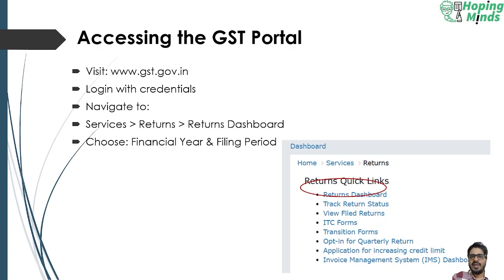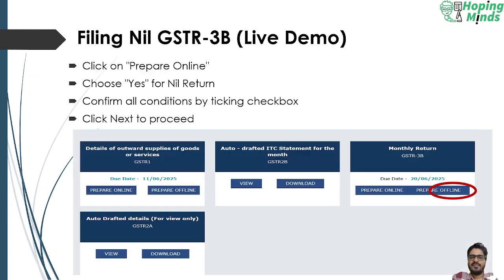So how is nil GSTR-3B return filed? First, we have to log into our GST account by navigating to www.gst.gov.in. After logging in, we have to navigate to services. Then under services, we have to go to the returns tab. Then under returns, we again have to go to the return dashboard. We have to choose the financial year and period of filing. Then we have to choose the GSTR-3B return.